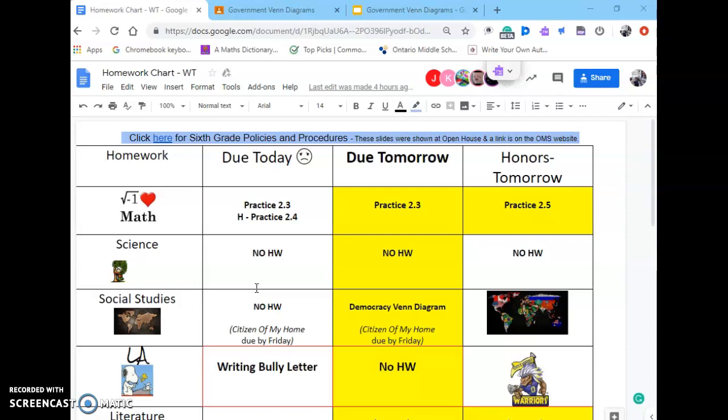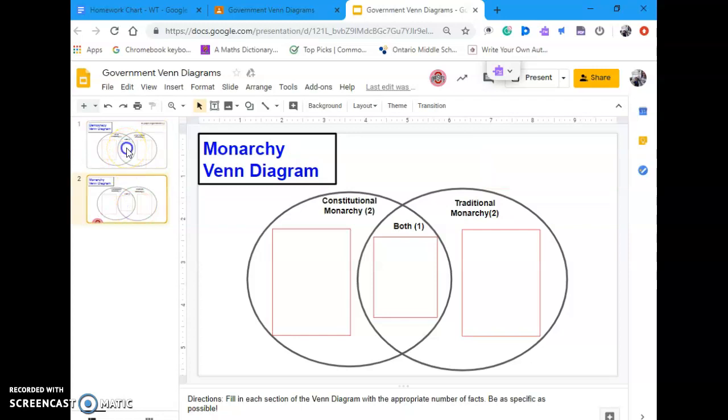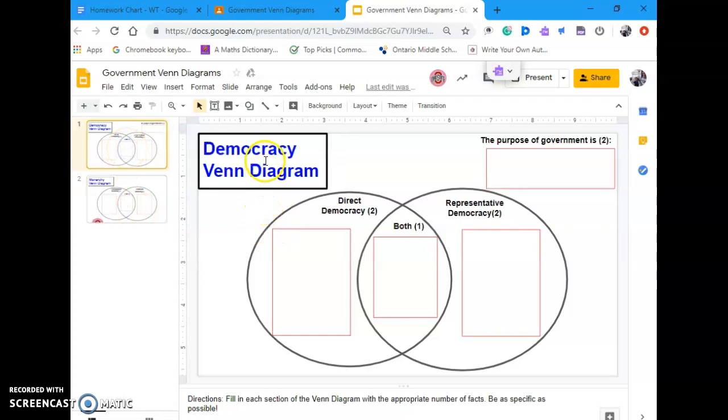In social studies, we have our democracy Venn diagram, which we'll take a look at here. All right, you'll notice we've got government Venn diagrams. There are two slides here. You are only doing the first slide. The first slide is democracy. What will happen is you'll put up here in this box the purpose of government is, and you have to list the two reasons why.